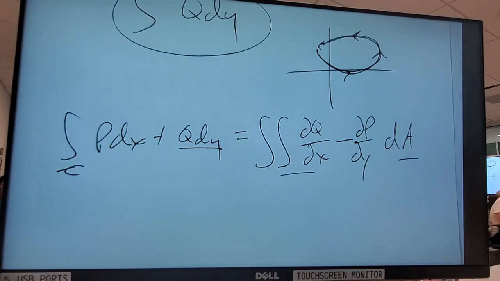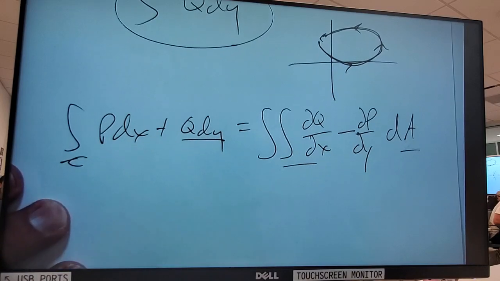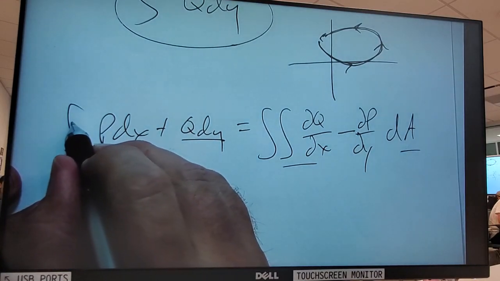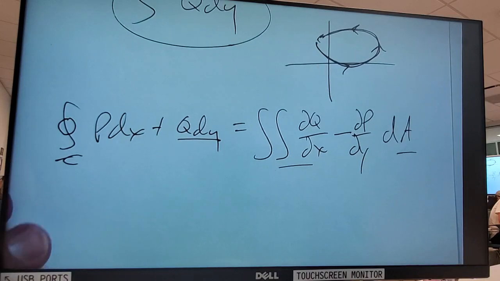Eventually they do this. Now, let me add one little thing on here, because the book sort of wavers around and doesn't do this all the time. If I put this little symbol on my integral, that means it's a closed curve. If you don't see a little circle on your integral, it's just a path that doesn't have to close. If you see a little circle on your integral, that's got to be a closed path. It's going to come back on itself.